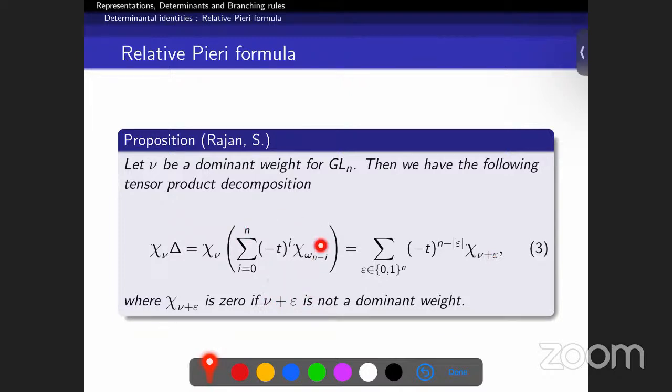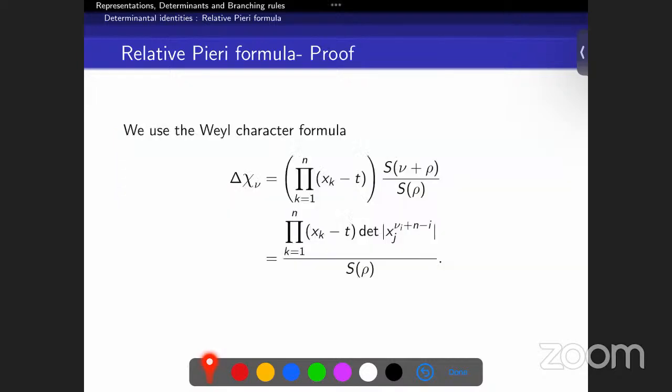Also, this thing which I've written over here is nothing but the expansion of the relative Weil denominator. We'll see how this comes in a moment. But first, let's prove the relative theta formula. So what we do is we just expand the definition of this relative Weil denominator, and we'll be just considering this numerator over here. Okay. So the numerator is this determinant.